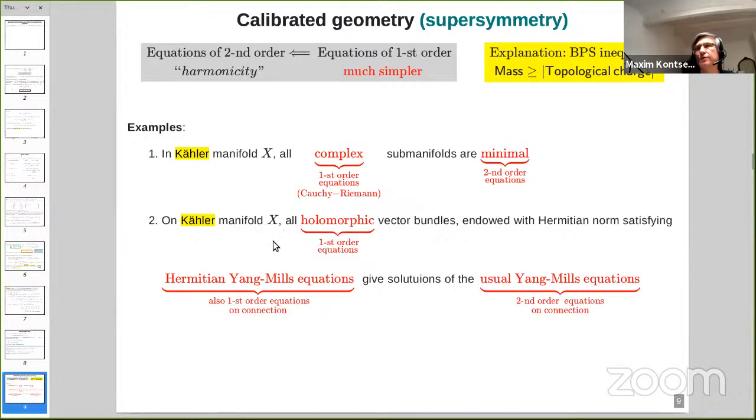Holomorphic vector bundles: a first order equation on a connection, like the curvature in the d-bar direction vanishes. And now endowed with a Hermitian norm satisfying the Hermitian Yang-Mills equation, which is again some first order equation on the connection. And these things again satisfy an inequality and give solutions of the usual Yang-Mills equation, which is a second order equation on the connection. So people are familiar with this in complex dimension 2 and real dimension 4, but it works in any complex dimension.